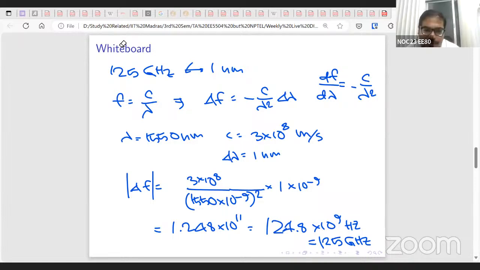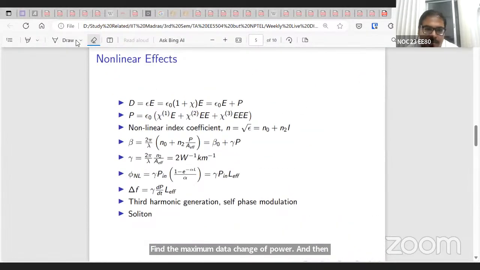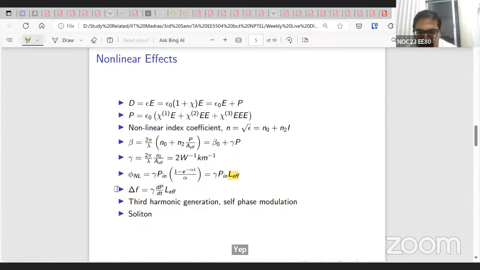Otherwise, the only non-straightforward question was that Gaussian pulse thing, where you find the maximum rate of change of power, and then the question is asking you to just use this much, and L effective also you have to. These are the only parts, but you have to apply it to a Gaussian waveform.